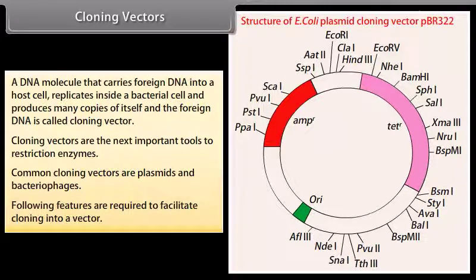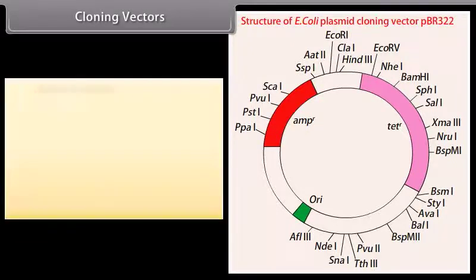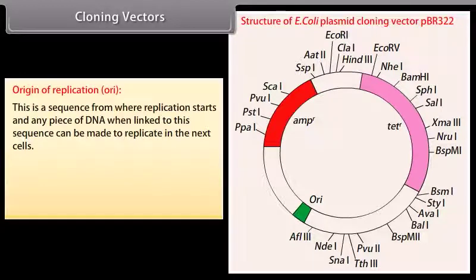The following features are required to facilitate cloning into a vector. Origin of replication. This is a sequence from where replication starts, and any piece of DNA, when linked to this sequence, can be made to replicate in the host cells.